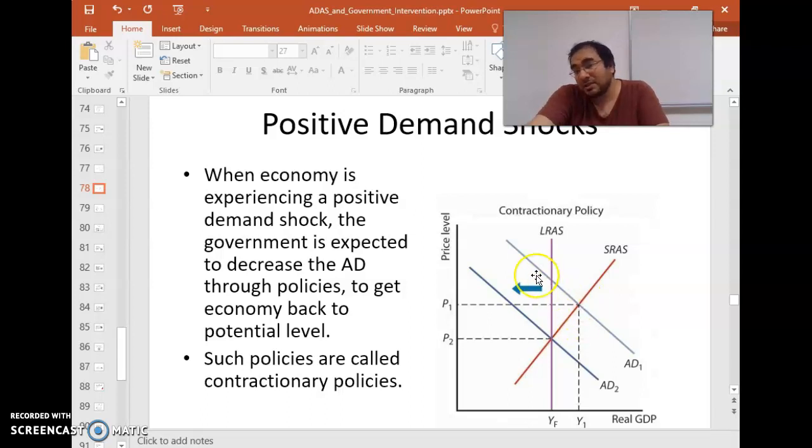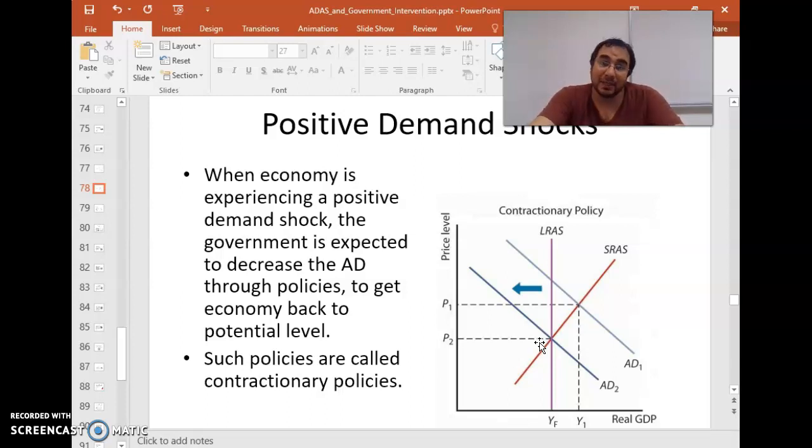But in this case, actually, you can also wait for the self-correction mechanism. I mean, maybe it's not that urgent for the government to decrease the output level. However, if the government wants to fight inflation, it might need to decrease the aggregate demand, basically, so that the price level will decrease, not increase.